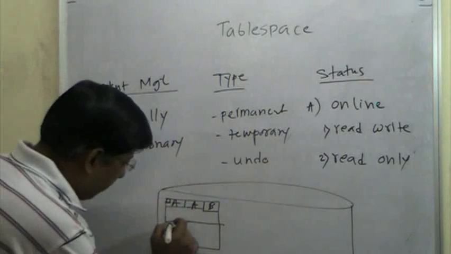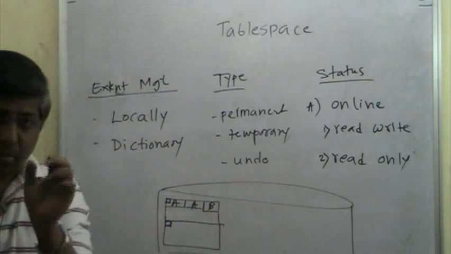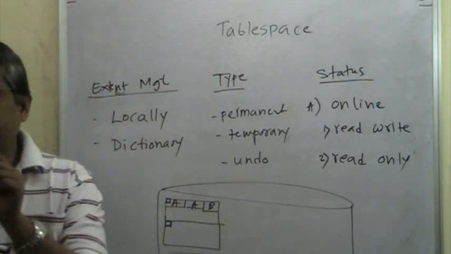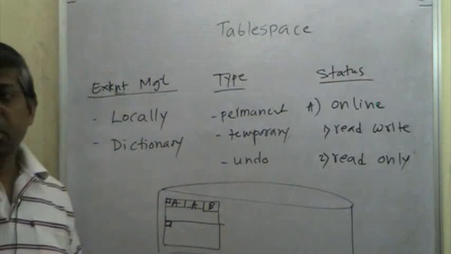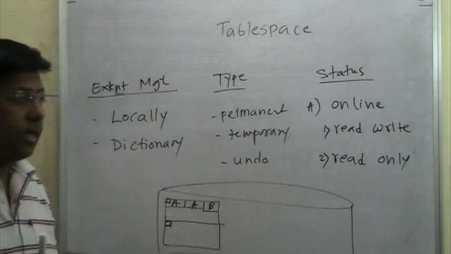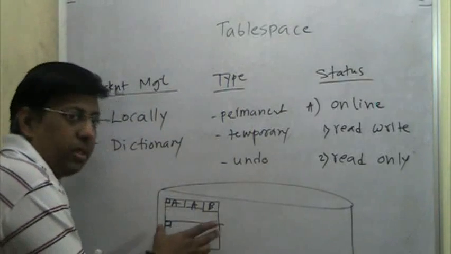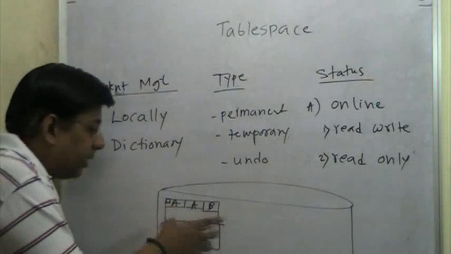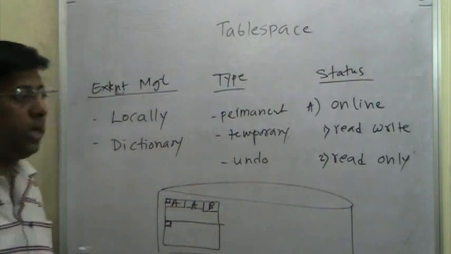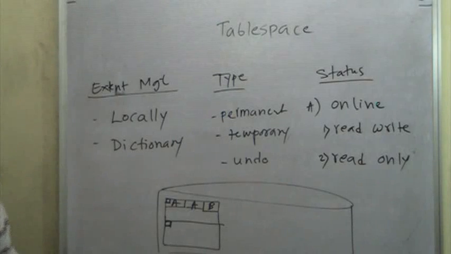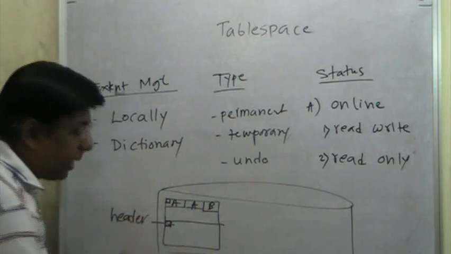So this is one data file, this is another data file. I'm drawing a very small thing. It's not an extent, it's a block. The first block or first few blocks of each data file will contain the information of the extents in that data file. And that is why that information is locally kept within the data file. It is right there in the data file, and that is why this kind of management is called a locally managed table space. And this part is called the header. Header of the data file.